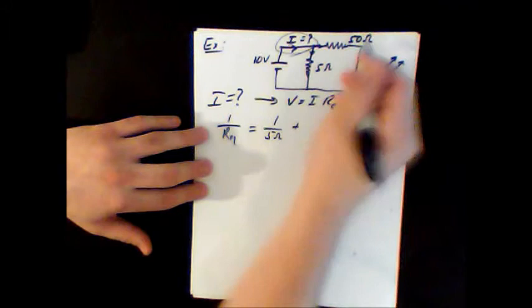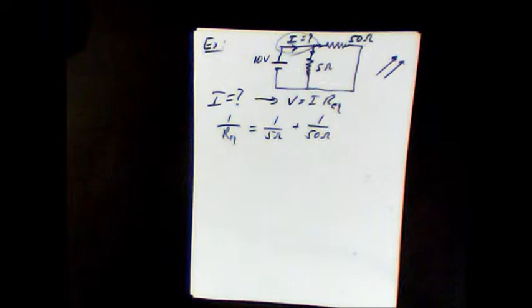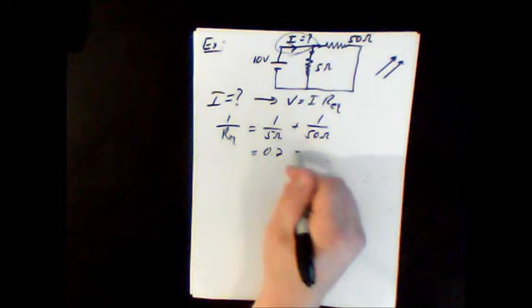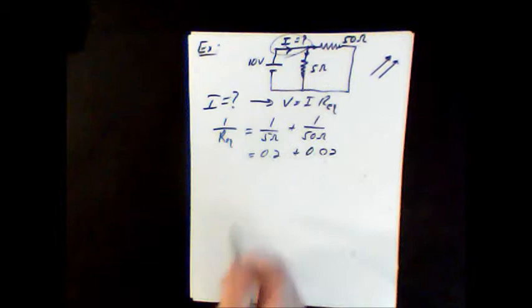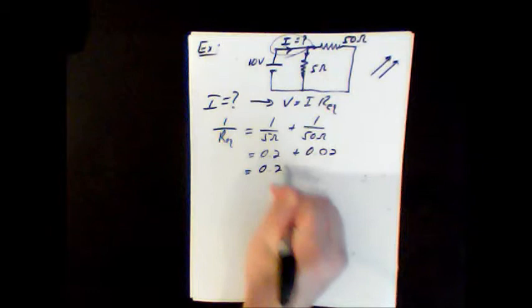Two things you could do now. You could say 1 over 5 is approximately 0.2, and 1 over 50 is approximately 0.02, and work from there. Or you could multiply this one by 10 on top and bottom and add the fractions together to make 11 over 50. Whatever is easiest for you. Sometimes the decimals are easier, so let's deal with that. This gives me 0.22. So 1 over R equivalent is equal to 0.22.